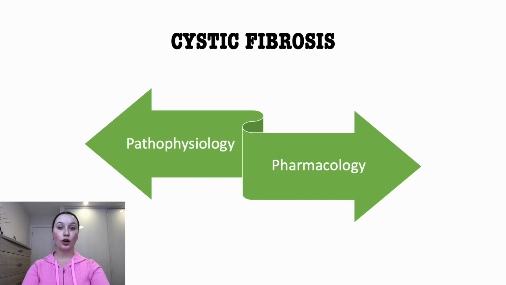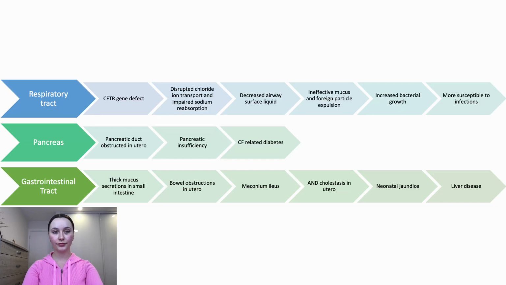Cystic fibrosis is a complex multisystem disorder characterized by more than 350 mutations of the cystic fibrosis transmembrane conductance regulator gene, out of over 2,000 variants. The following slides will explore the fundamental pathophysiology of cystic fibrosis and its associated complications, treatments, and pharmacology.